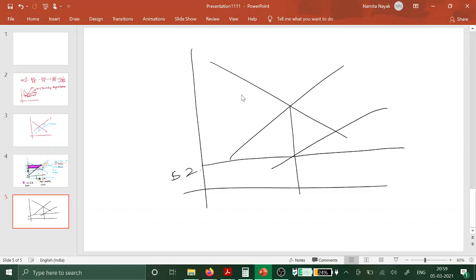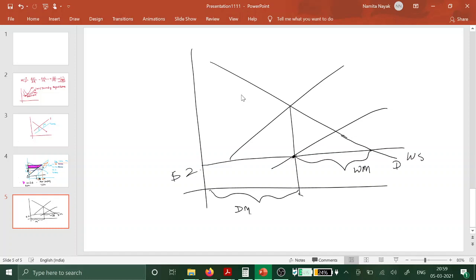So this is the $2 world supply, and this is the total demand. So this part is produced by the domestic market, and this part is supplied by the world market.